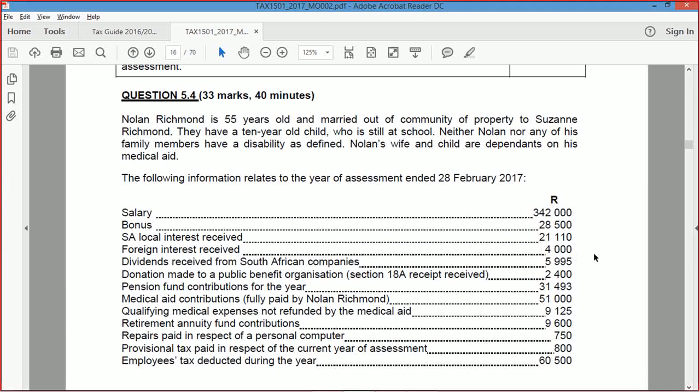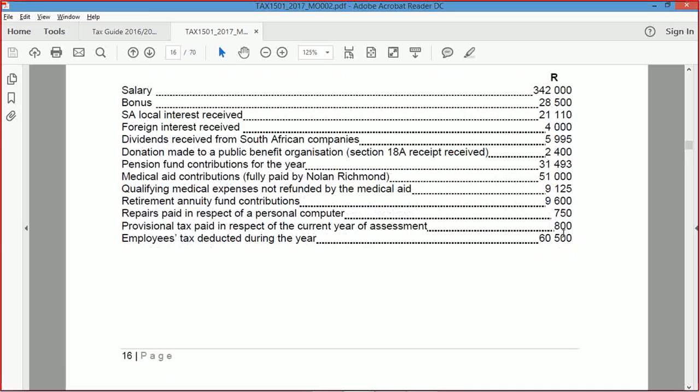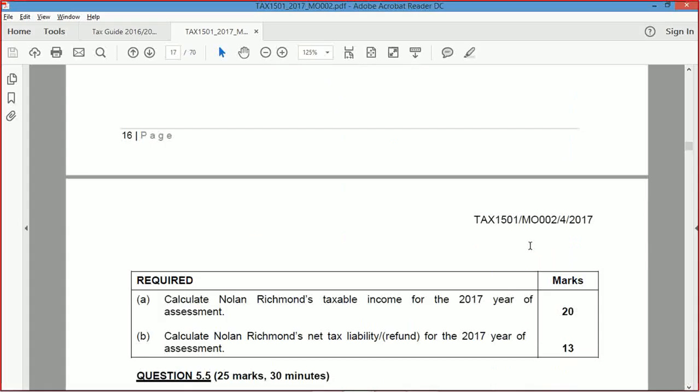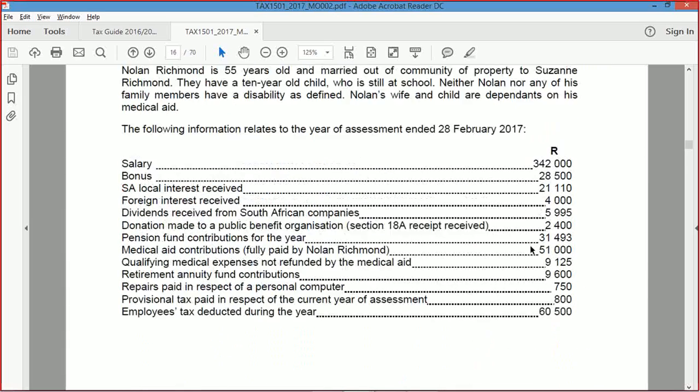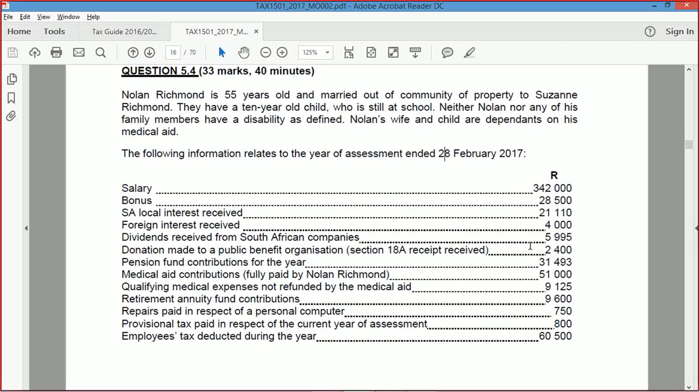Nolan, 55 years old, married out of community of property to Suzanne. They have a 10-year-old child who's still at school. Neither Nolan nor any of his family members have a disability. Nolan's wife and child are dependent on his medical aid. The following information relates to the year of assessment. You've been given a list, and it's quite short. So we just need to put all of this into our gross income, taxable income calculation.